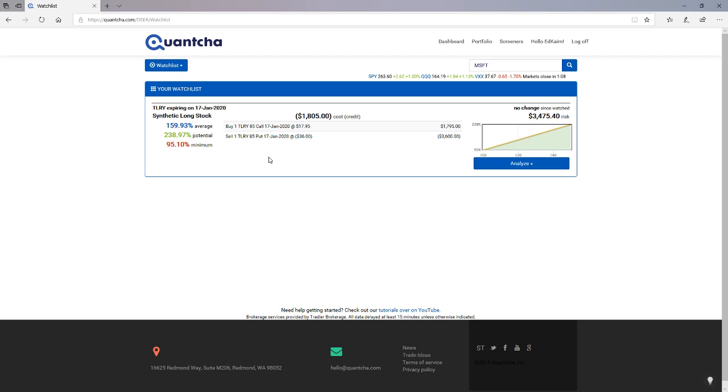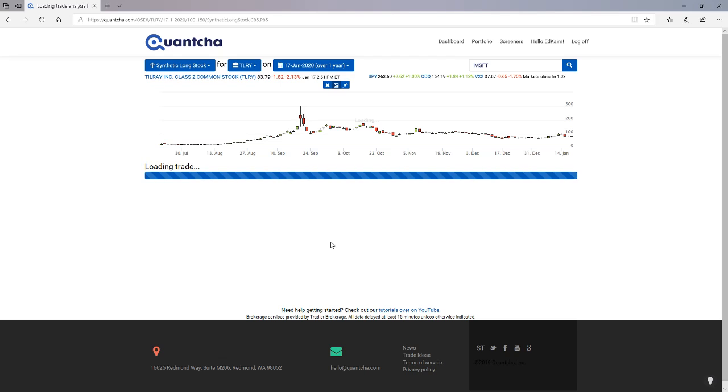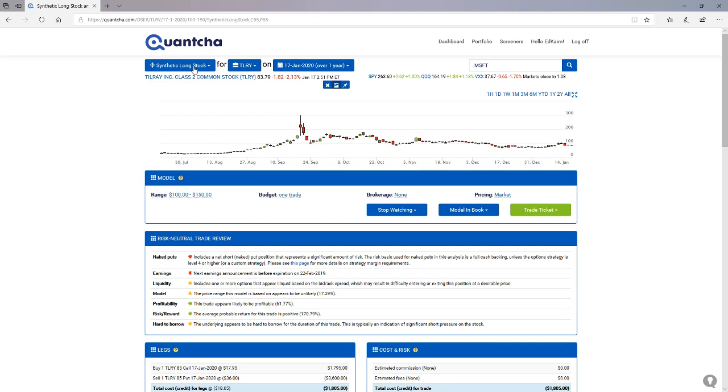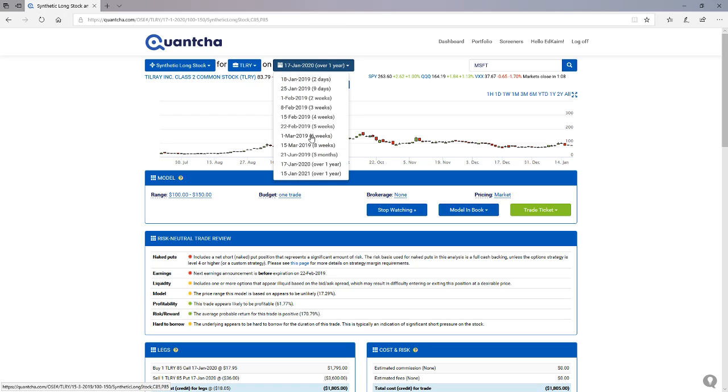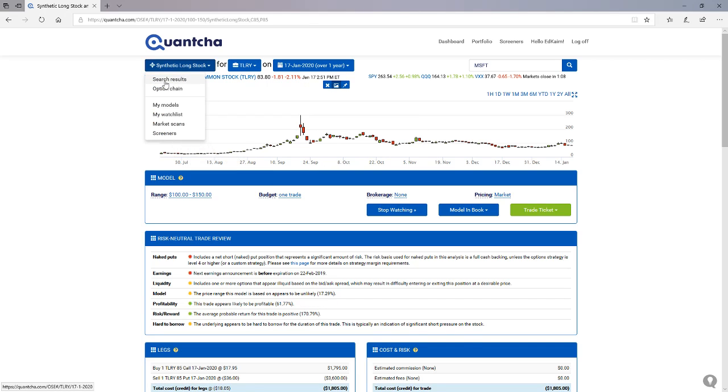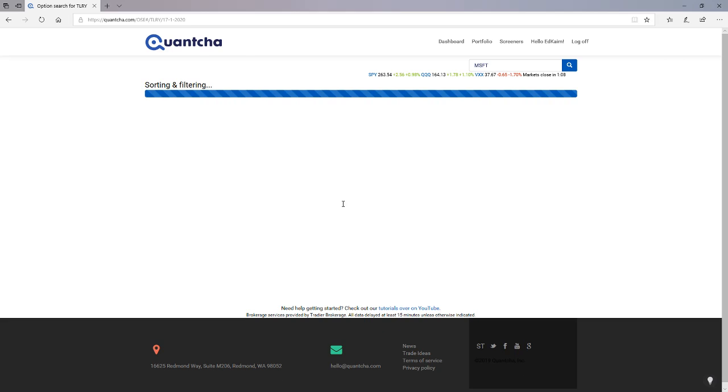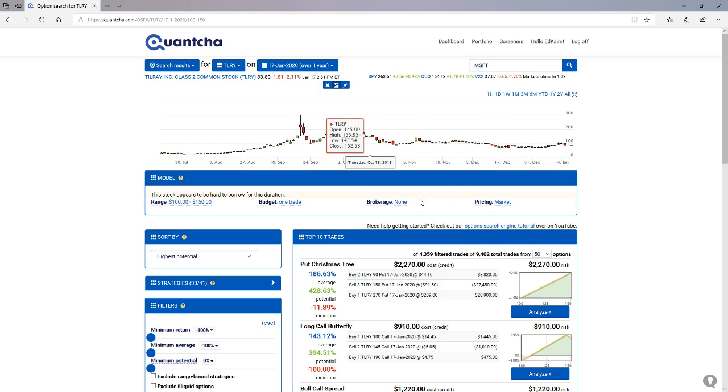On the other hand, what we could do is we could go back into that same view, and we'll go back to our search results. And what this is doing here in the breadcrumb is it's saying right now we're looking at a synthetic long trade analysis for this stock at this term. Now we could navigate, we could say, hey, let's see different terms for this same trade, or we can go back to the search results, back to the option search engine, and this will give us, for the view we were looking at, and you can see it says we're getting a warning here that the stock appears to be hard to borrow. So this will be a bunch of trades for that view.